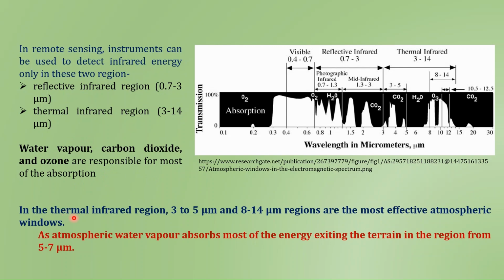And within the thermal infrared region, there are two most effective atmospheric windows, 3 to 5 micrometer and 8 to 14 micrometer, because as we can see here, this particular wavelength range, that is 5 to 7 micrometer, is getting absorbed in the atmosphere by the water vapor molecules.